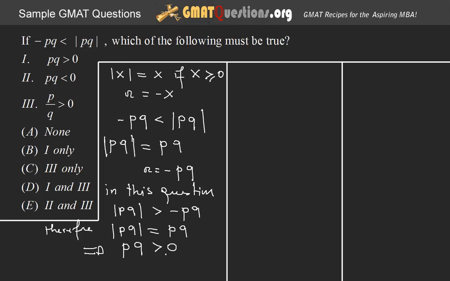So if PQ is greater than 0, this obviously tells us that number 1 is true. And clearly, if number 1 is true, number 2 has to be false. You cannot have something greater than 0 and less than 0 at the same time. One of these two has to be false. One of them is true. That's pretty clear. Number 3.